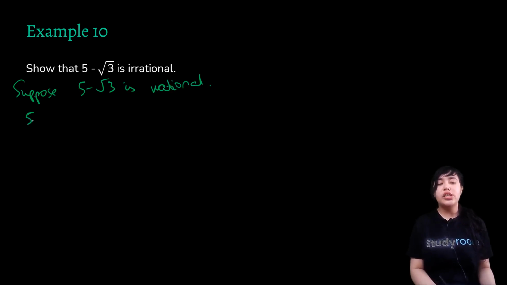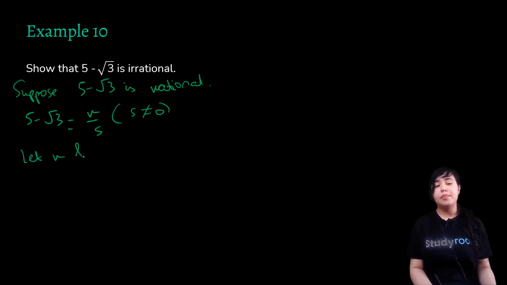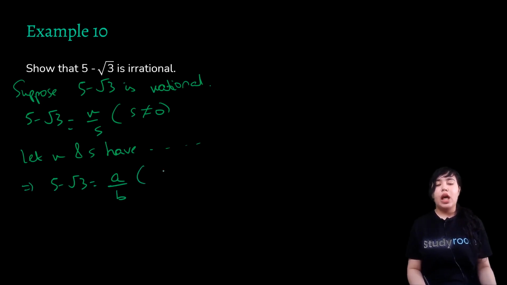If it is rational, again I can write it in the form of r by s, where s is not equal to 0, r and s are some integers. Let r and s have a common factor other than 1. Dividing by that common factor implies that 5 minus root 3 is equal to a by b. Now a and b are co-prime and b is not equal to 0. They are just some integers.